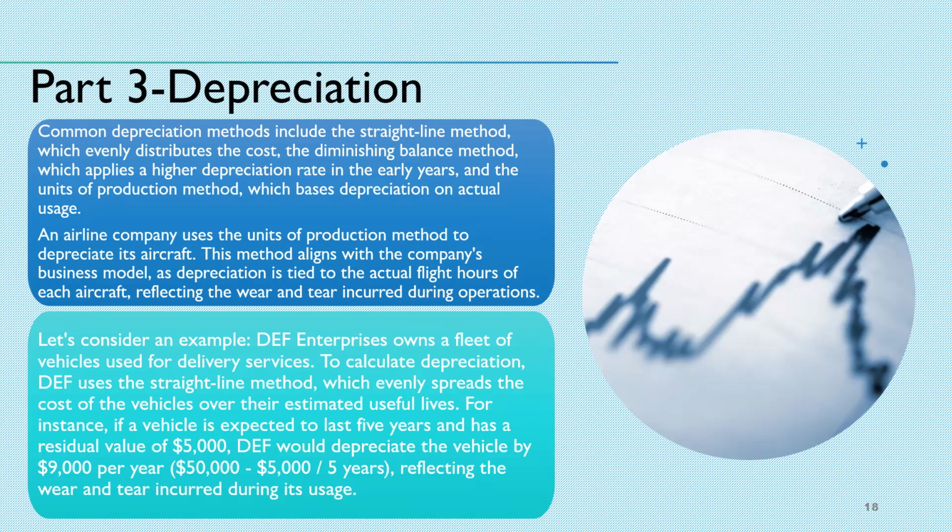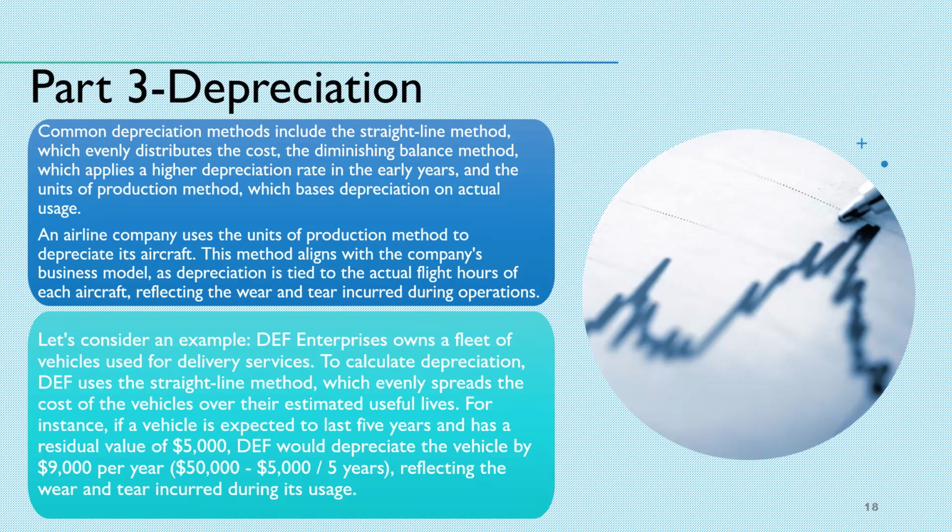An airline company uses the units of production method to depreciate its aircraft. This method aligns with the company's business model as depreciation is tied to the actual flight hours of each aircraft, reflecting the wear and tear incurred during operations. So each company can use different methods for each class of assets depending on its economic viability.